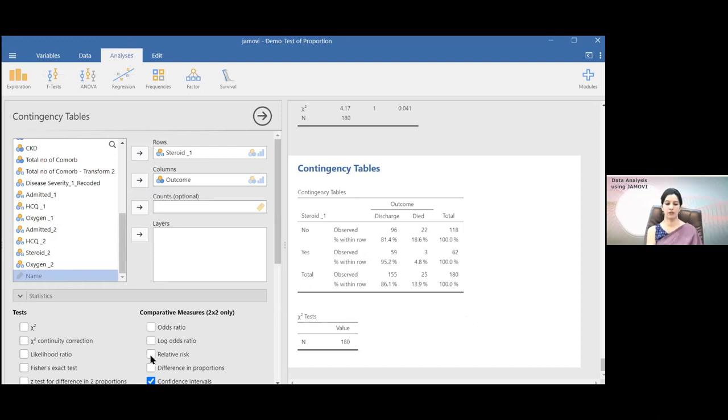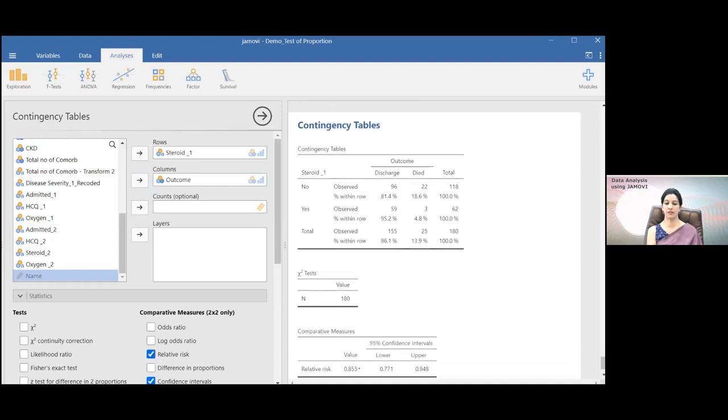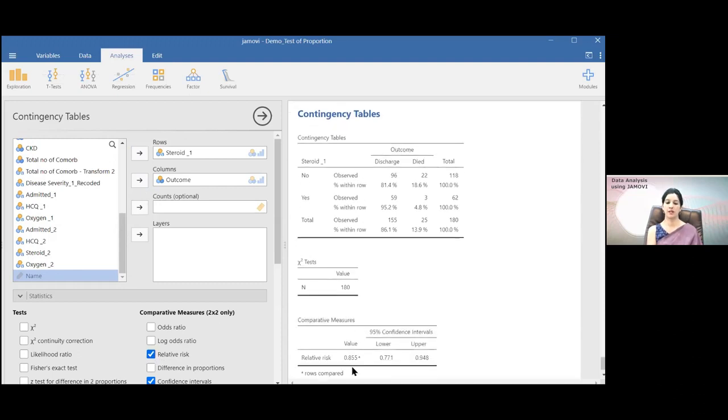And I have now clicked that relative risk. So this relative risk value is 0.855. So this relative risk is the relative risk of getting discharge in those who were taking steroid. So this 0.855, and this was significant because it is not crossing 1. And you can calculate also with this 2x2 table, this relative risk and odds ratio.